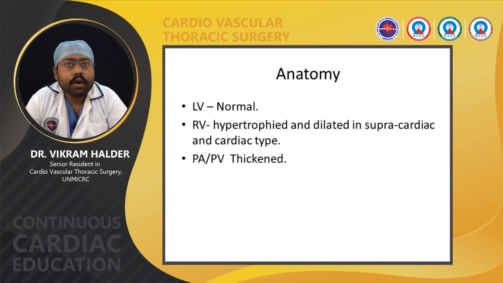LV is normal in most of the patients, and RV is hypertrophic and dilated in case of supracardiac and cardiac type, but it is not hypertrophic and dilated in infracardiac type. And the pulmonary artery and pulmonary vein wall is thickened due to prolonged pulmonary venous hypertension.